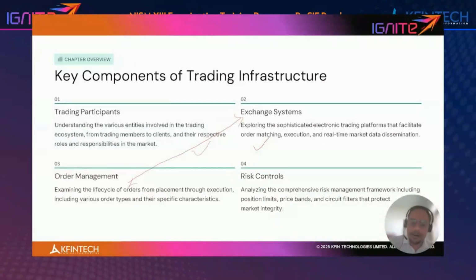And the most important is the risk controls, because these are live trading. This is actual money that is getting exchanged on the exchange platforms. So they have to protect the buyers and the sellers, and at the same time they also have to make sure that the settlement is honored. So there is a lot of risk controls that are in place. So we'll see all of these components in detail.